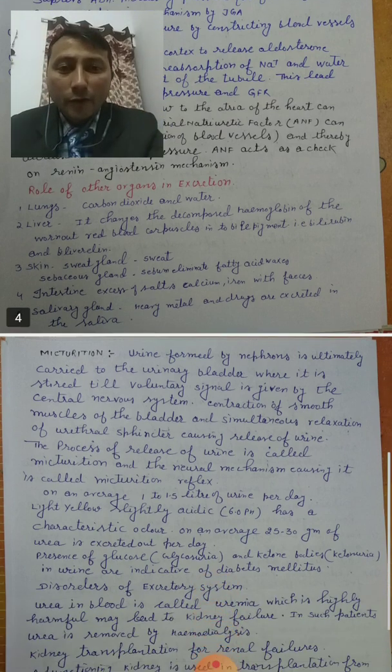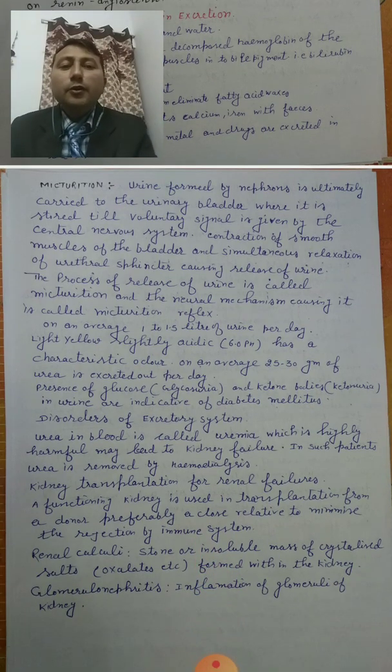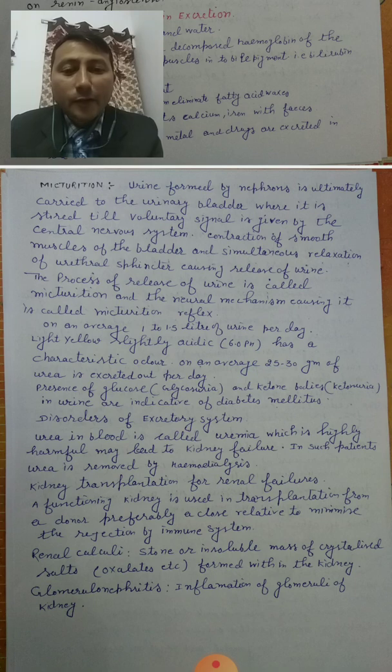Then we have another very important topic, which is called micturition. Urine formed by the nephron is ultimately carried to the urinary bladder, where it is stored till a voluntary signal is given by the central nervous system. Then contraction of the smooth muscles of the bladder and simultaneous relaxation of the urethral sphincter cause the release of urine. The process of release of urine is called micturition, and the mechanism causing it is called the micturition reflex. On an average 1 to 1.5 liters of urine is produced per day, which is light yellow, slightly acidic with a pH of 6, and has a characteristic odour. An average of 25 to 30 grams of urea is excreted per day.